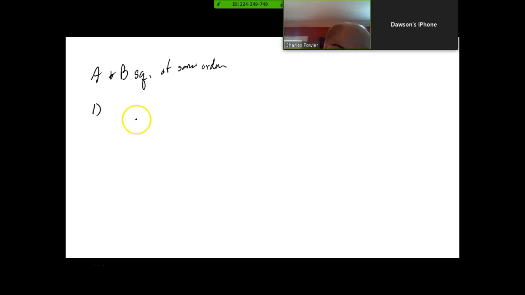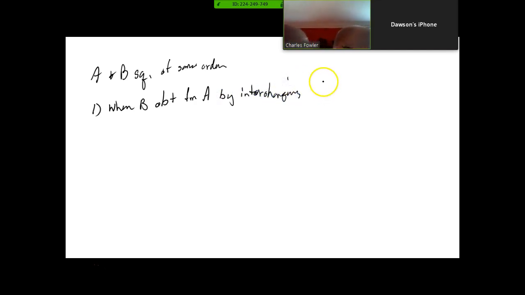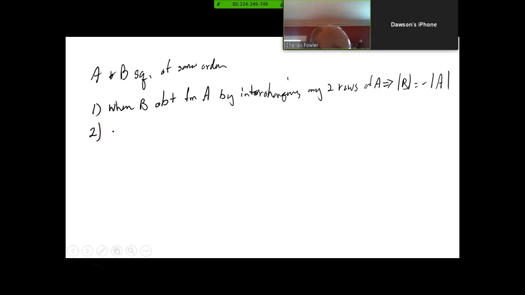First, when B is obtained from A by interchanging any 2 rows of A, then the determinant of B is equal to minus the determinant of A. That's what we saw in example 1A. It is now in the theorem true.